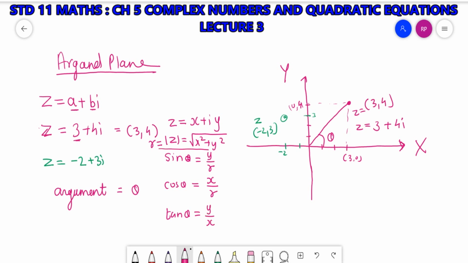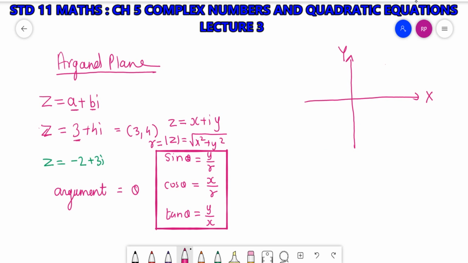Means by this way you can find out the value of theta. Either use sine theta, cos theta, or tan theta. Clear? Now you need to understand in which quadrant the value of theta will be. Okay, so first just note down this, then we'll move forward. Now let's see in which quadrant the argument will be.